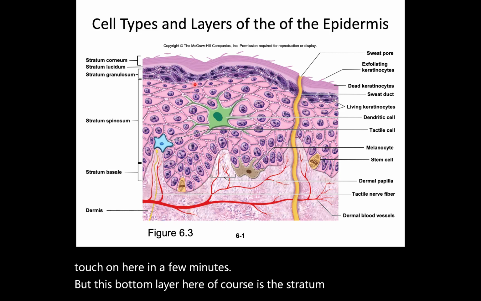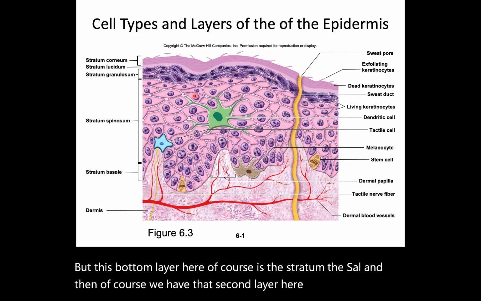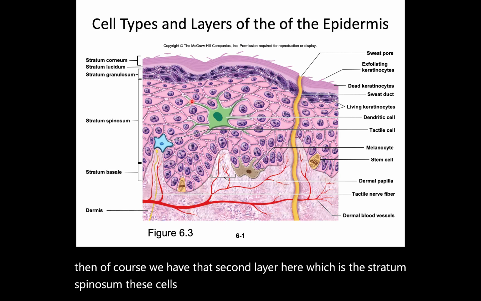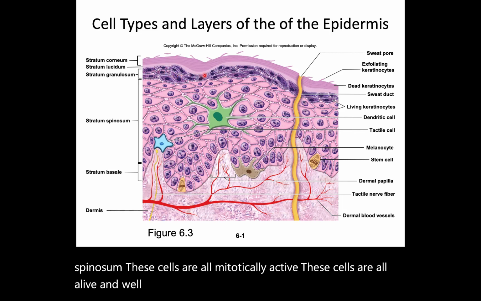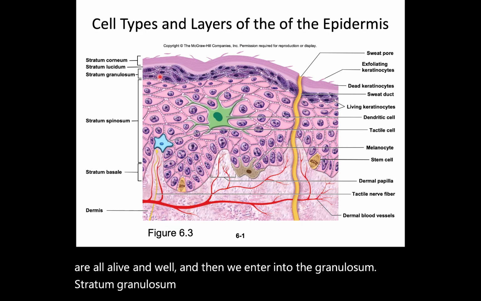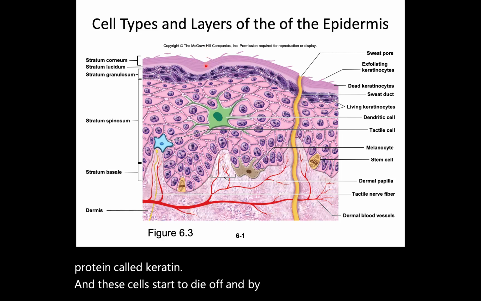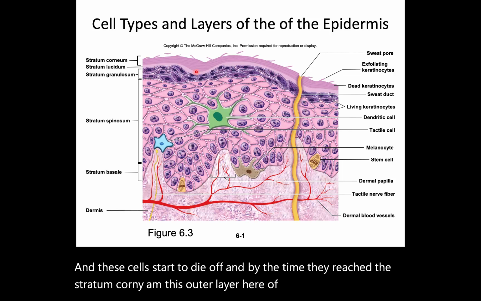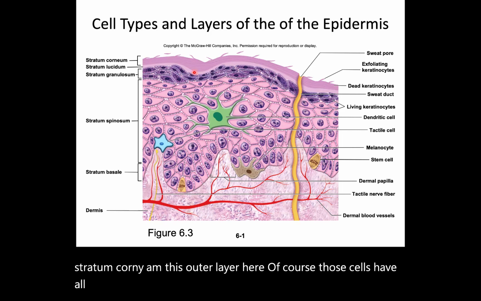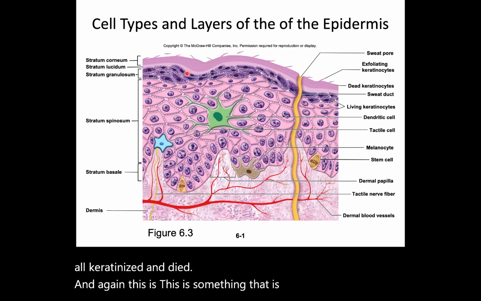Then we have that second layer, which is the stratum spinosum. These cells are all mitotically active. These cells are all alive and well. Then we enter into the stratum granulosum, where these cells take on high amounts of a protein called keratin, and these cells start to die off. By the time they reach the stratum corneum, this outer layer, those cells have all keratinized and died. Again, this is an overview from the lab.